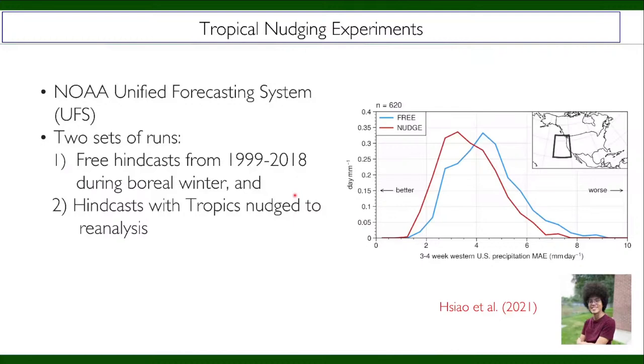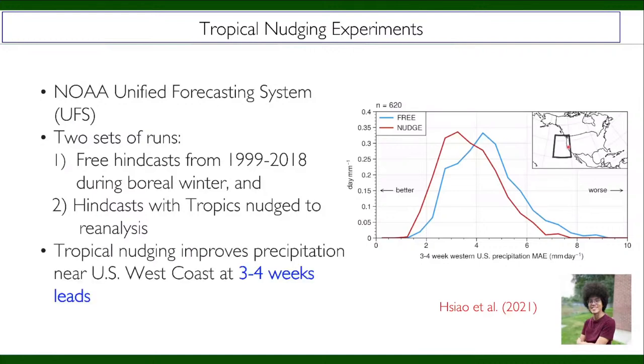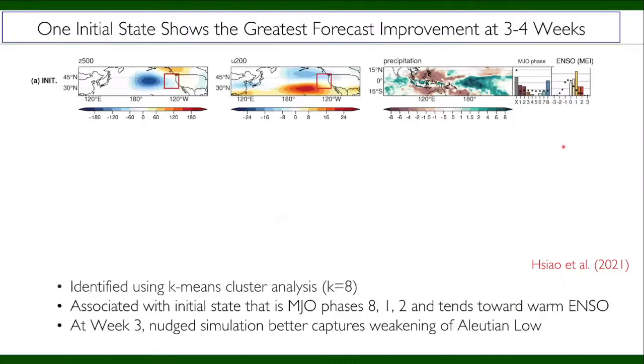And the thing we want to look at is how does precipitation forecast bias along the west coast of the United States differ if we constrain the tropics to look perfect as far as its MJO simulation and other tropical waves. And the key here is we're looking at the effect of tropical nudging on U.S. west coast precipitation forecasts 3 to 4 weeks out in advance. So generally, when we nudge the tropics, forecasts along the U.S. west coast get better. So the red line is to the left of the blue line. So mean forecast error gets better in this west coast precipitation box when we nudge. But we've also been finding some other really interesting things. There are initial states in the tropics that actually show the greatest forecast improvement.